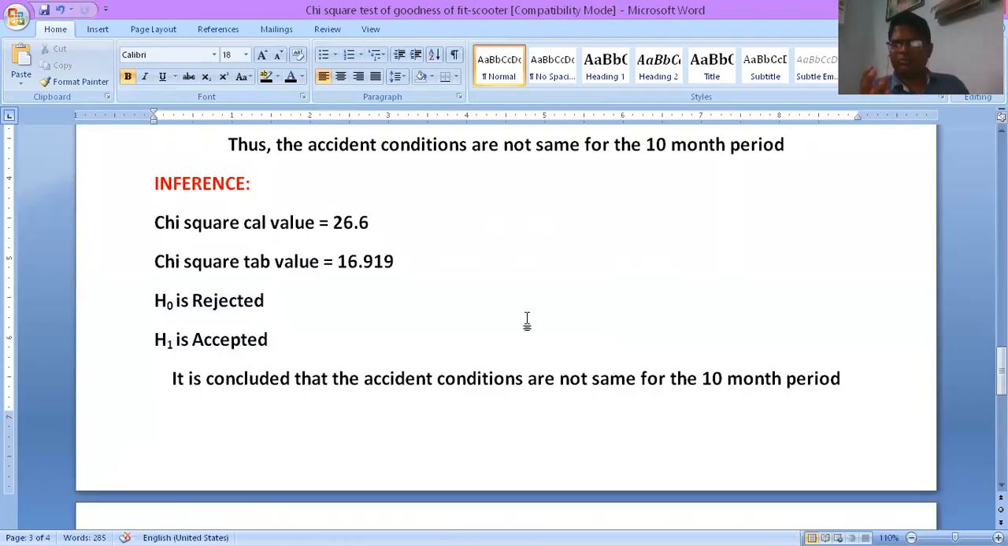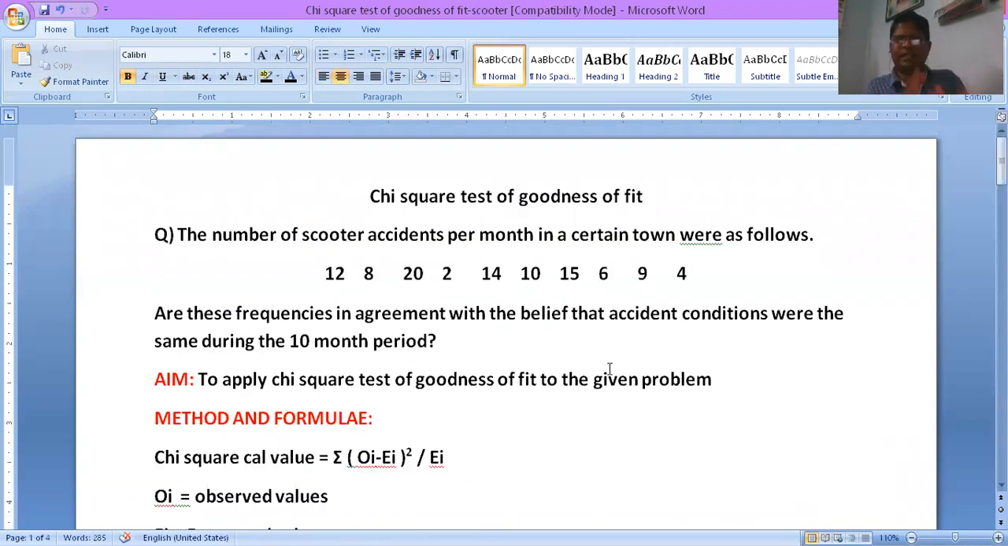So actually, you remember the four important stages in working out any problem. Start with the aim, then the method and formula, then start computing each and everything in the calculation part, and finally mention all the important clues and answers you got in the problem, and finish with a proper conclusion. So the problem here is that there are accidents occurring, and an average monthly report of accidents is given, but the observations are up to 10 months. In the first month, 12 accidents were reported. In the second month, 8 accidents were reported. Like that, up to 10 months, the data is given.